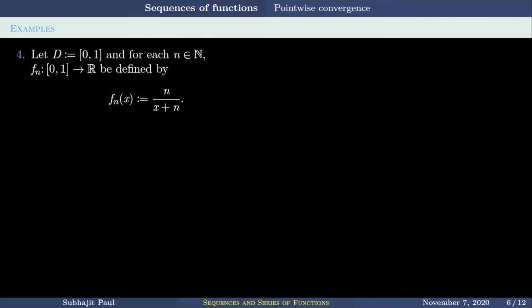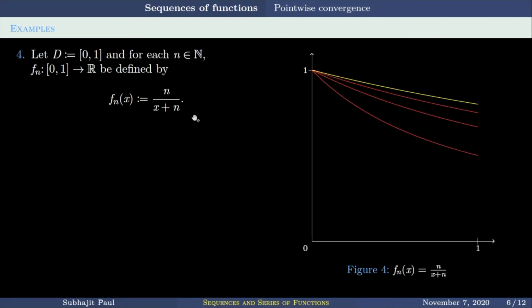Next example, we have the domain [0, 1] only, the closed and bounded interval [0, 1], and the function is defined as n over x plus n, and it goes this way. So you can guess that the limit function is going to be f equal to 1. That is indeed the case.